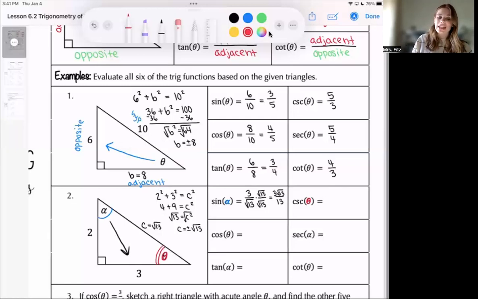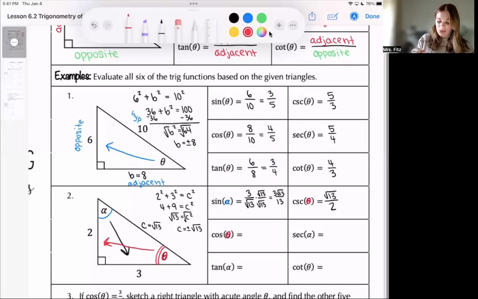So cosecant, remember, is the reciprocal of sine. So instead of opposite over hypotenuse, I want the hypotenuse over whatever is opposite of it. So hypotenuse is root 13. Now, opposite of theta is actually 2. So you end up with root 13 over 2, not 3. So be careful.